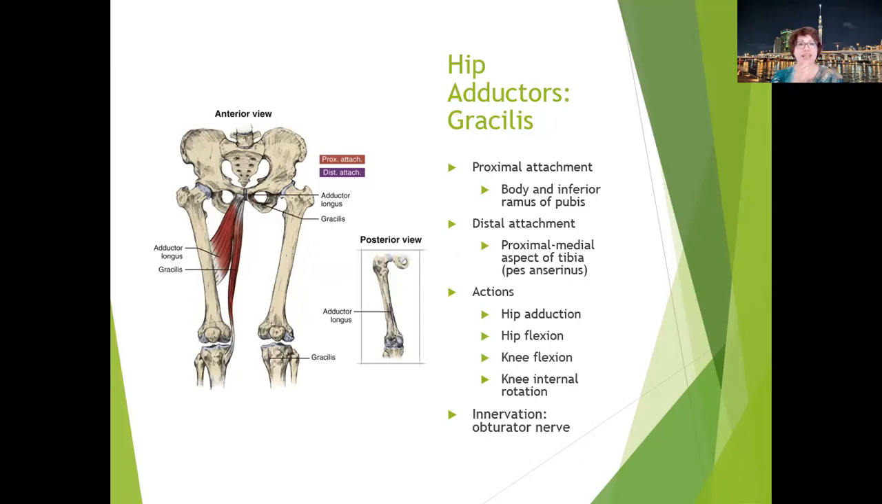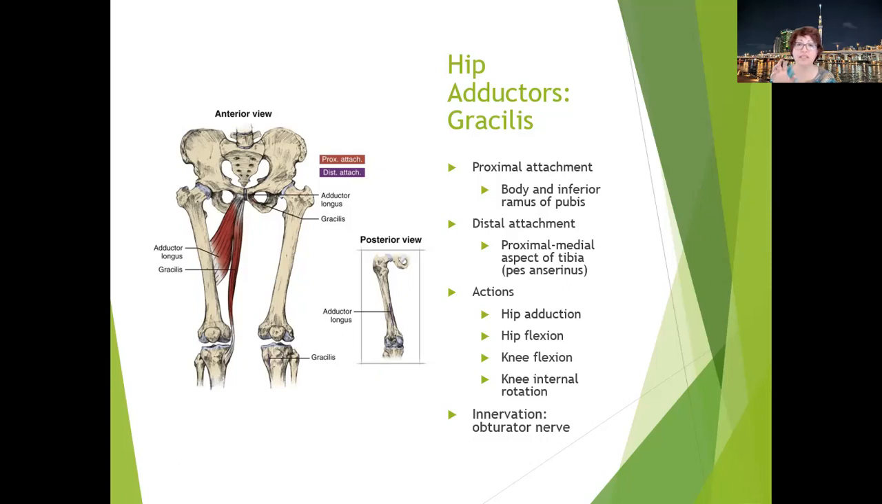adductor muscle. It has a pretty straight line of pull. So just barely oblique from medial to lateral, giving it its action of hip adduction. But it also goes from the body and inferior ramus of the pubis, and it attaches to the proximal medial aspect of the tibia at the pes anserinus. So it shares that attachment with the semitendinosus and the sartorius.